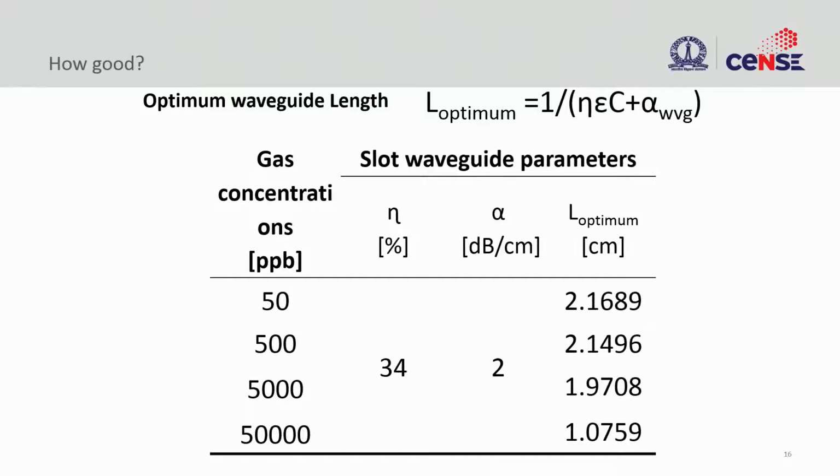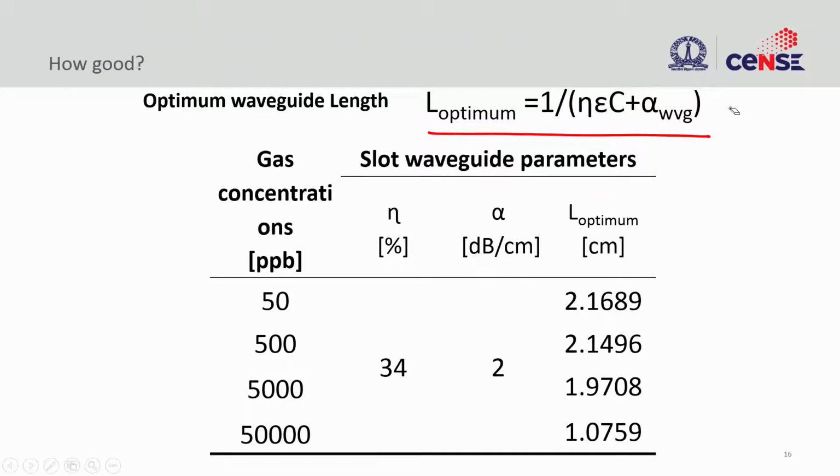So, what sort of concentrations can we measure? That means how good these structures are. The optimum length that is required depends on the waveguide loss and the absorption that you have. When these are large, you need only a very short propagation length. So, you want to make sure your alpha waveguide is kept as small as possible.